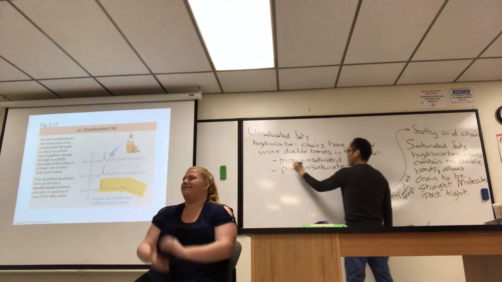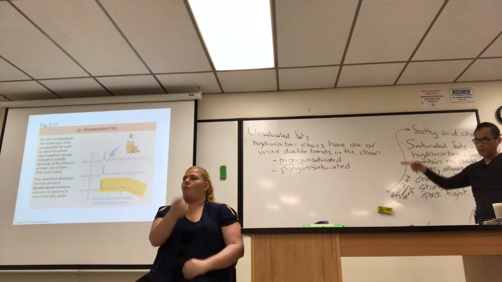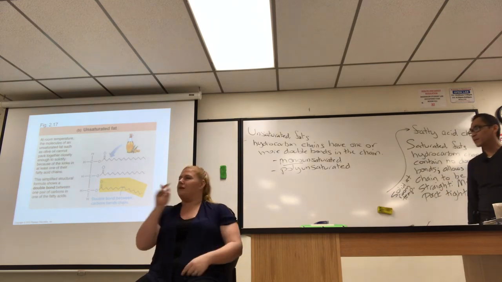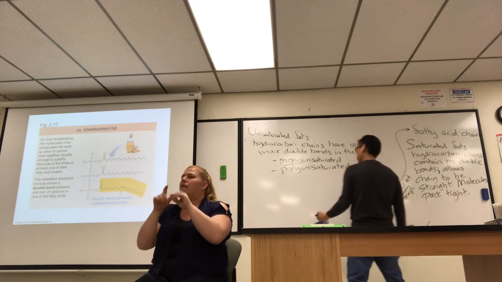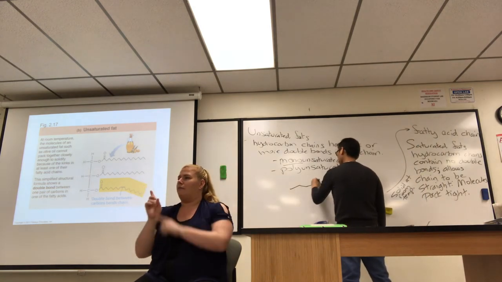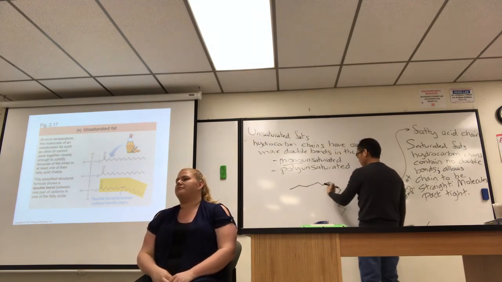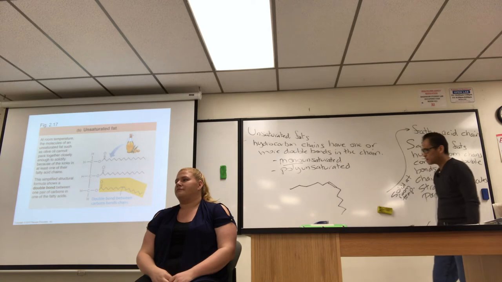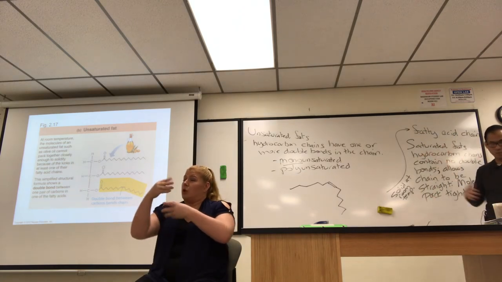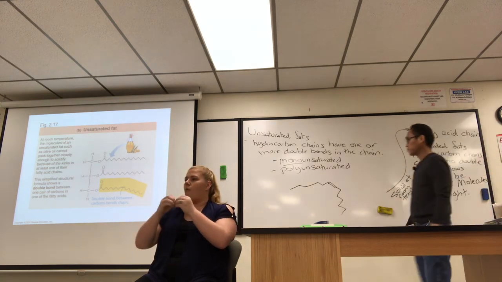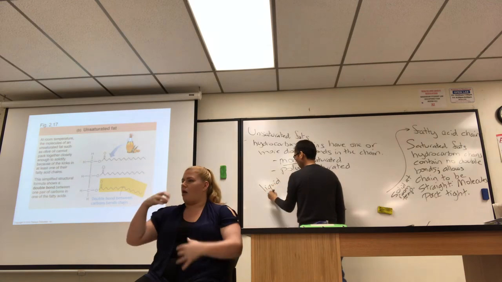And that's not hard to remember because mono means one double bond. They have a picture of it on the slide there. What the double bond does is it puts a kink in the chain, and it forces the molecules to be further apart. So at room temperature, that fat would be liquid. Liquid at room temp, like olive oil.